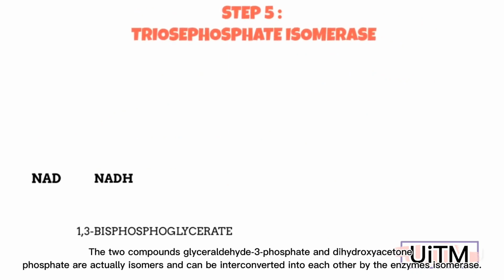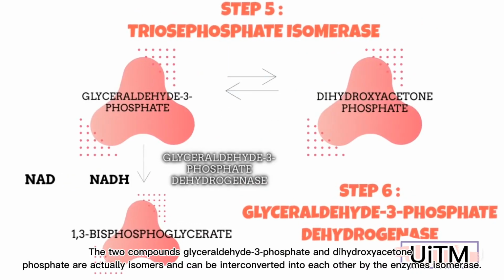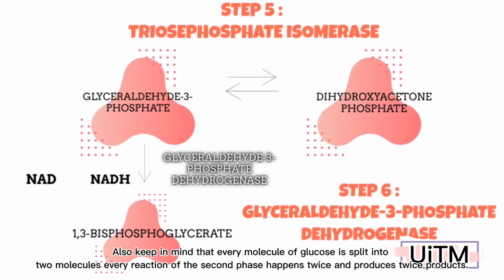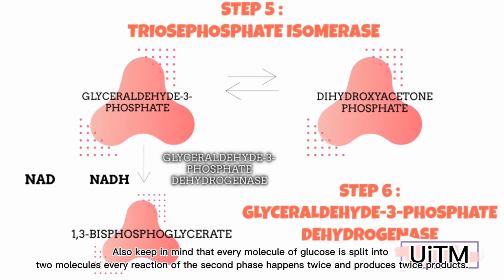The two compounds glyceraldehyde 3-phosphate and dihydroxyacetone phosphate are actually isomers and can be interconverted into each other by the enzyme isomerase. Also keep in mind that every molecule of glucose is split into two molecules. Every reaction of the second phase happens twice and produces twice the products.